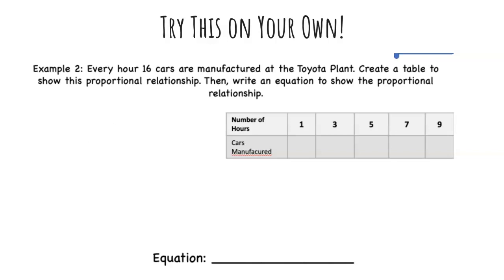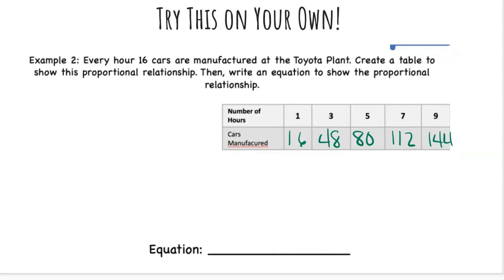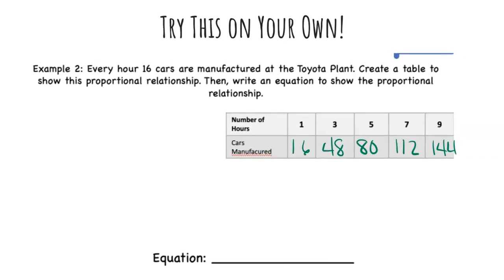In 1 hour, we have 16 cars. 3 hours, so I do 3 times 16 because every hour is 16 cars. 48. Then I'm going to do 5 times 16, which is 80. 7 times 16, which is 112. And 9 times 16, which is 144. So I've completed my table.